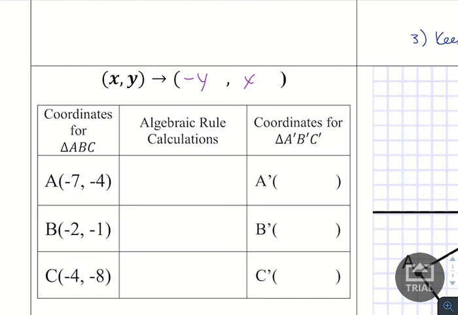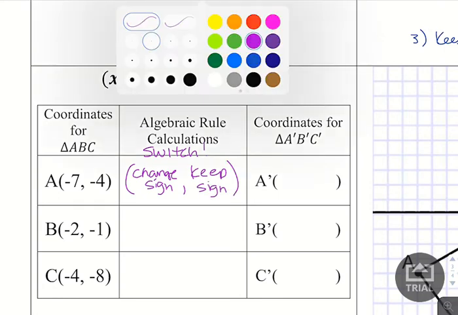And so what used to be 7 comma negative 4, we're first going to switch. That's this first part. And so the negative 4 is now listed first, and the negative 7 is listed second. But whatever is listed first, we're going to change the sign on. So it was a negative originally, and so now it's going to be a positive. And the negative 7 is just going to stay the negative 7.